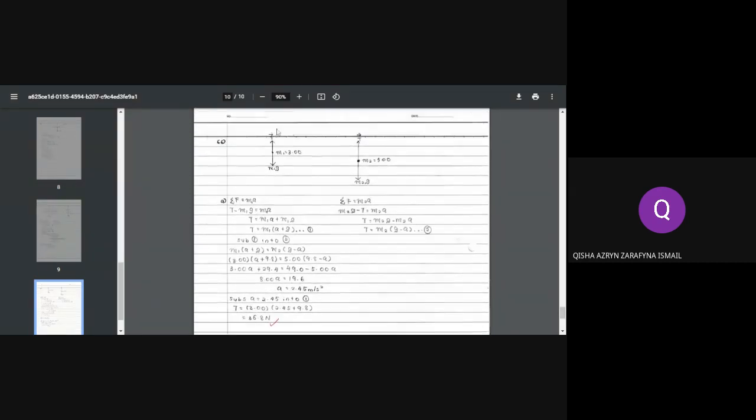So firstly, we find the force of M1. So first M1, F equal to M1A. So there are 2 forces here, T minus M1G equal to M1A, T equal to M1A plus M1G. So we can simplify this into T equal to M1 times (A plus G). This is equation 1. For the second equation, we take from the M2. So F equal to M2A, M2G minus T equal to M2A, T equal to M2G minus M2A. So this is the second equation.